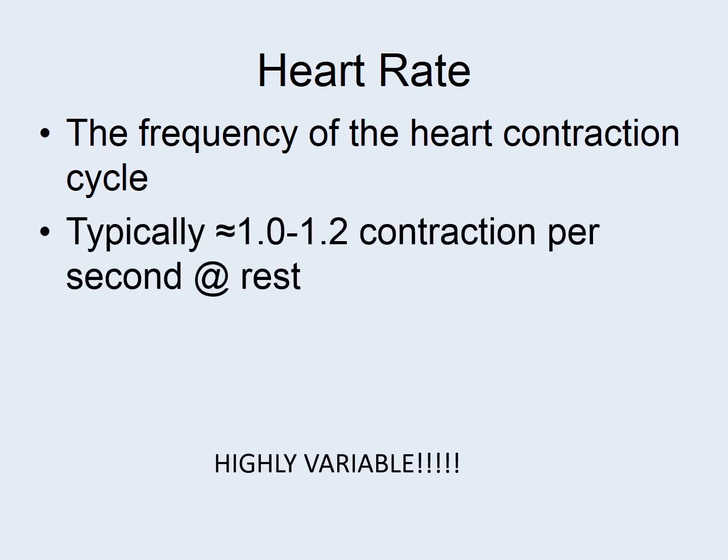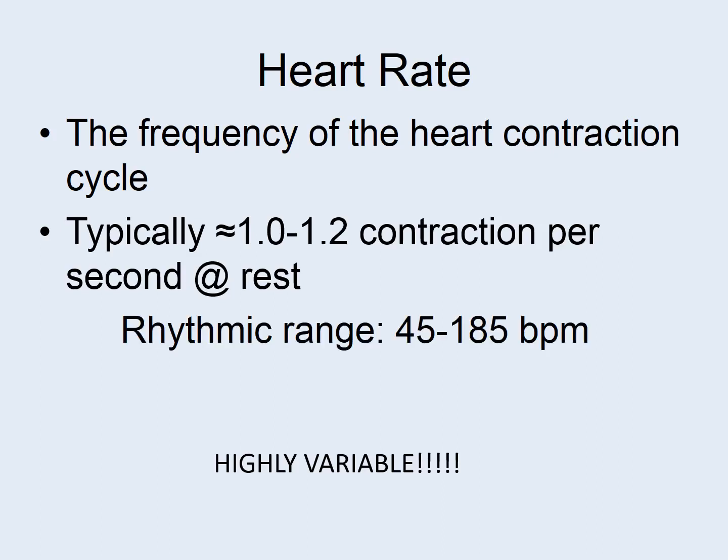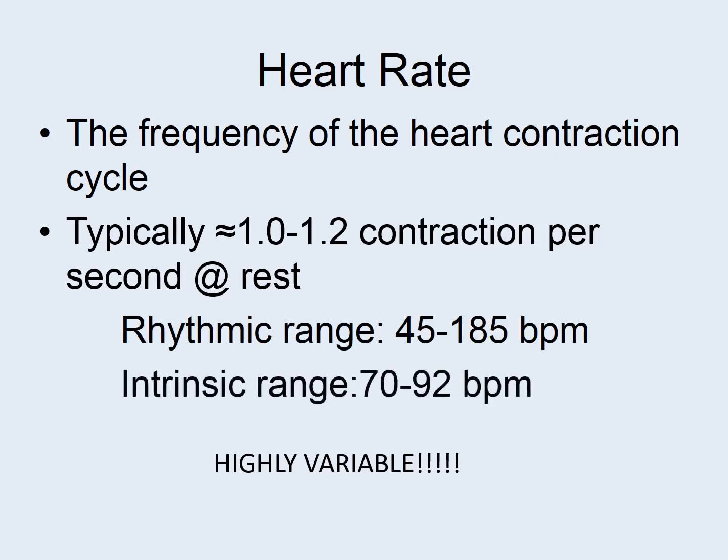However, we typically consider the norm heart rate to have a contraction of about 1 to 1.2 contractions per second. And we have two distinct ranges that we deal with. We have what's referred to as the rhythmic range. That's the range that the heart can handle within its own kinematics. Then we have what's known as the intrinsic range. The intrinsic range is the range based off of rate of depolarization. The intrinsic range gives us a rate of 70 to 92 beats per minute, or heart cycles per minute, whereas the rhythmic range gives us a range rate of 45 to 185.